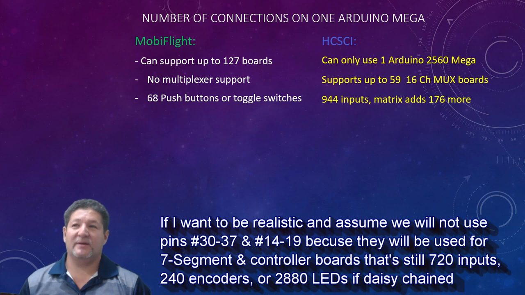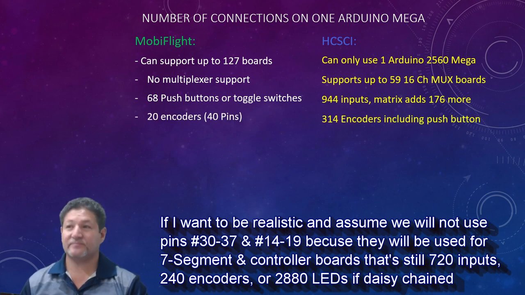With Hicksee, you can have up to 944 inputs because you can add up to 59 multiplexer boards, like I mentioned before. If you use the button matrix, which you have to use an Arduino Nano connected to the master board for, you add 176 more. I really, really doubt that anybody will need over 1,000 inputs, but just so you know, they are available.